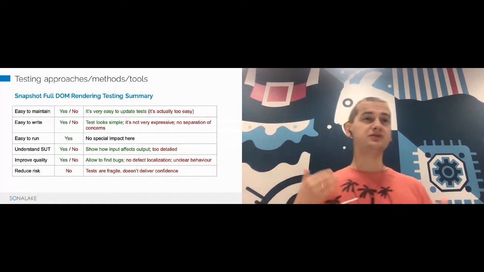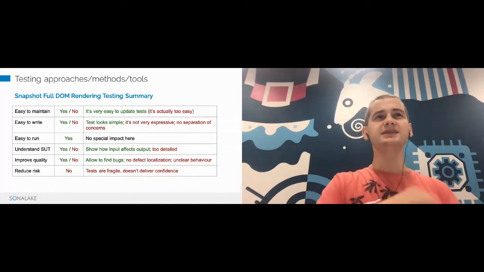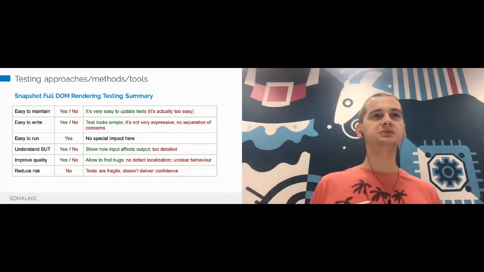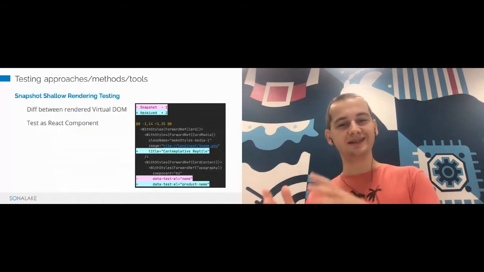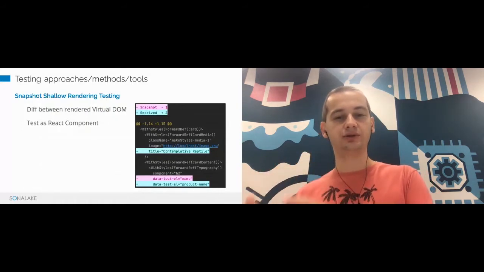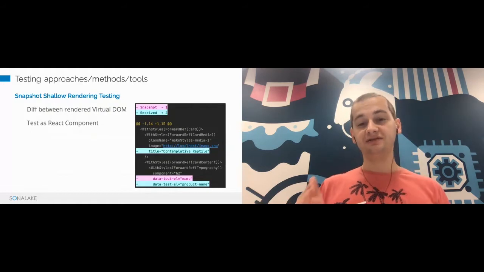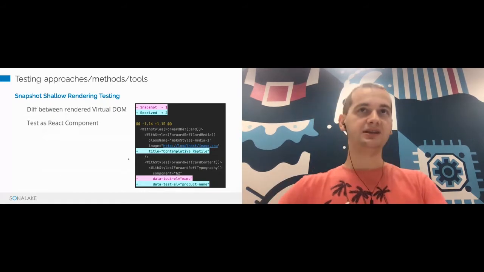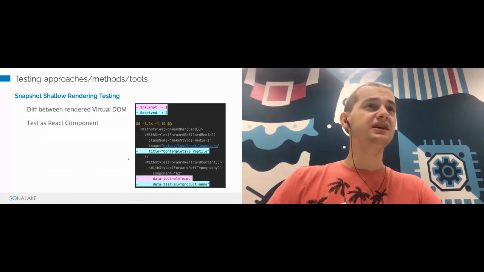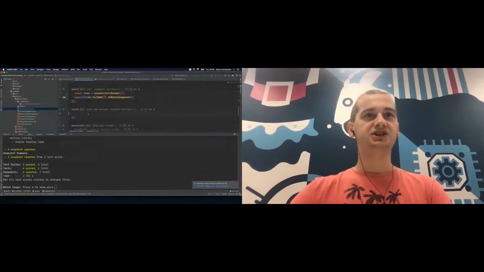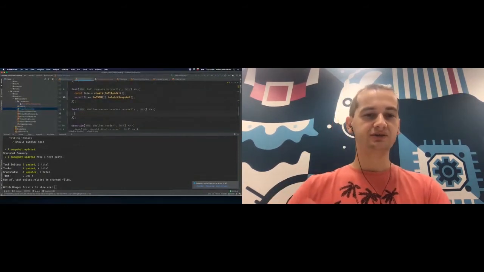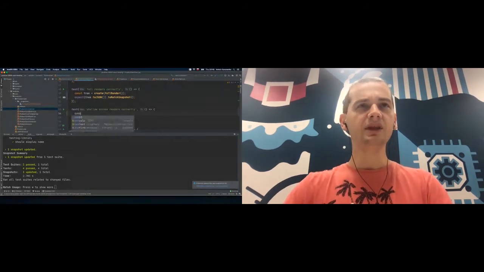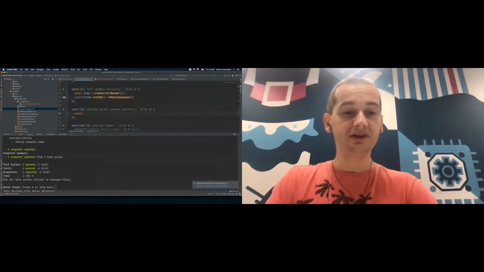Okay, let's go to the following approach. What can we do with this? We can try to apply snapshot shallow rendering testing. The idea is similar to the previous one, but we mostly test the React component because we're testing the resulting virtual DOM, and we differentiate between this virtual DOM's elements. So let's go back and try to apply this. In general, shallow rendering became popular thanks to Enzyme. I believe a lot of you have heard about this. It was created by Airbnb for testing purposes.